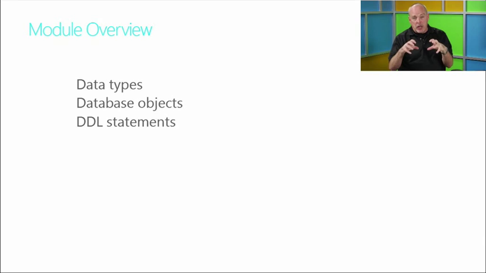So we'll look at data types. Then we'll look at database objects. We're just going to mention a few of them, the most commonly used objects. And then we'll look at DDL, data definition statements, which are used for defining new objects. We'll introduce the statements that are available with DDL, and then we'll use a couple of those statements just to show you how they all work together.